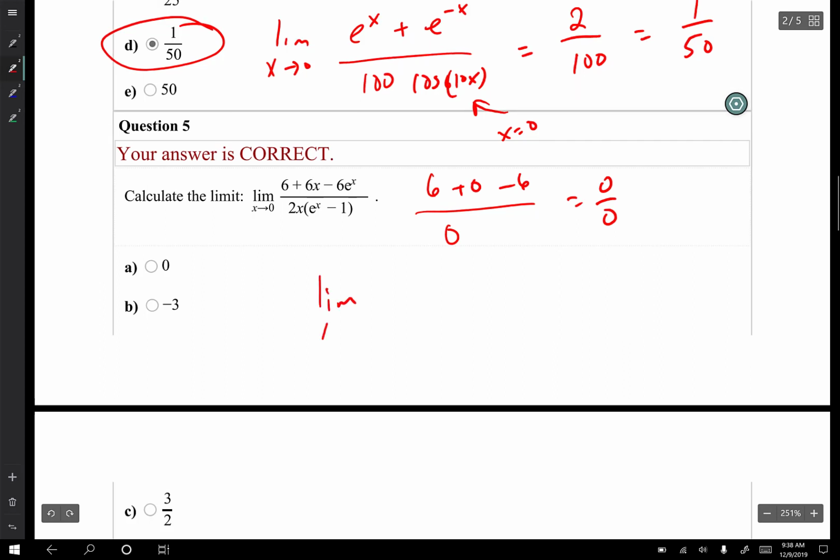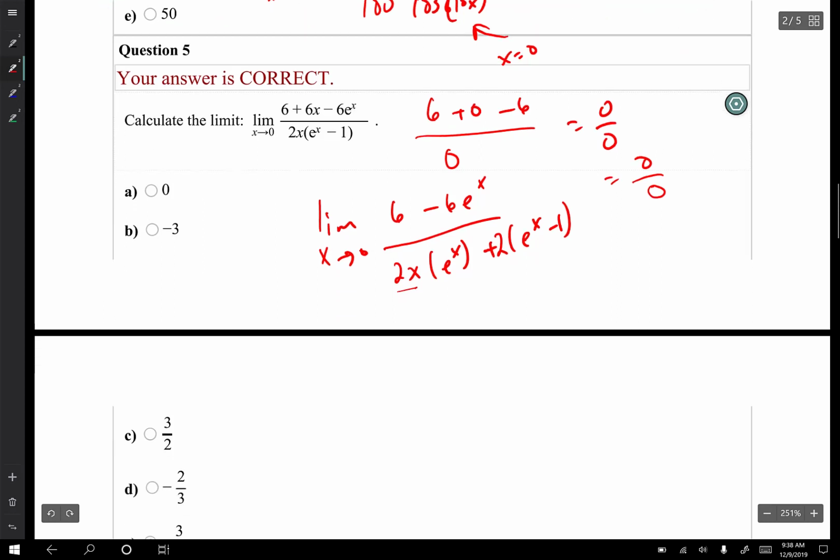Limit as x approaches 0 of 6 minus 6e to the x over, and I guess we're going to have to do product rule down here, guys. First times the derivative of the second plus second times the derivative of the first. And let's see if we get 0 again. If I plug in a 0, I get 6 minus 6, which is 0. And if I plug in a 0 down here, this is 0. And so I get a 0 again. So we're going to have to do L'Hopital's rule one more time.